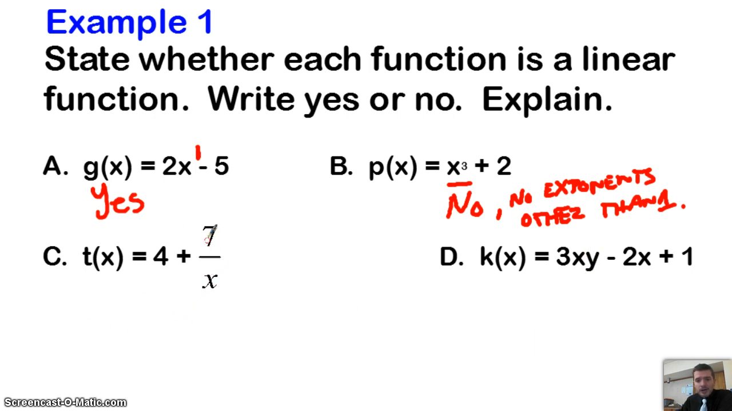Here you see we've got x on the bottom: 4 plus 7 divided by x. This is not going to be linear. I'll just point to it and write division. Division of a variable.